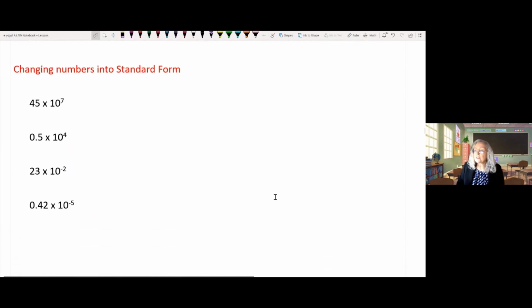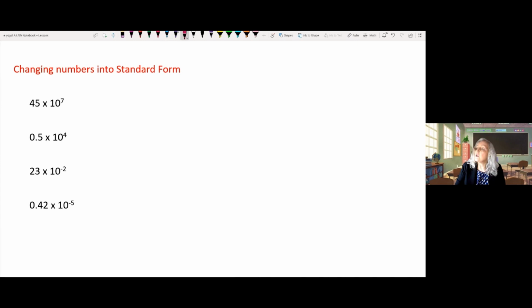Okay, let's have a look at the next bit. Now here, we're going to change these numbers into standard form. At first glance, you'd look at these and you'd say, oh, they look as though they're in standard form. But actually, none of these are in standard form. And the reason that they're not in standard form is that that first number has to be between 1 and 10. And if you look at the first number here, I've got 45, 0.5, 23 and 0.42. So none of those are between 1 and 10. So I'm going to have to do something in order to change these into standard form.